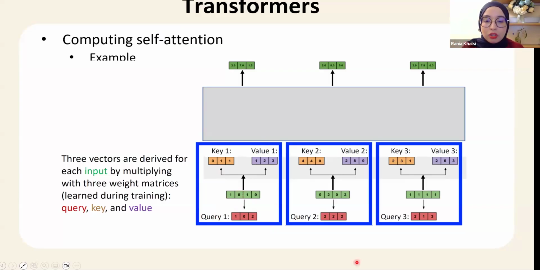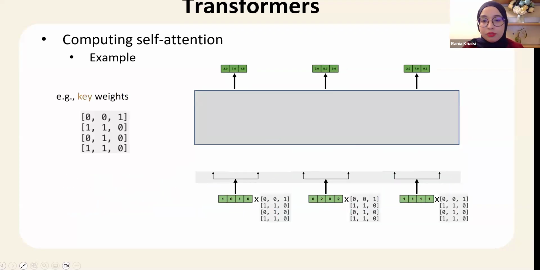Now this is going to happen for each input token. For each token, we produce a query vector, a key vector, and a value vector. So for each token we have three vectors: query, key, value. Okay, good.